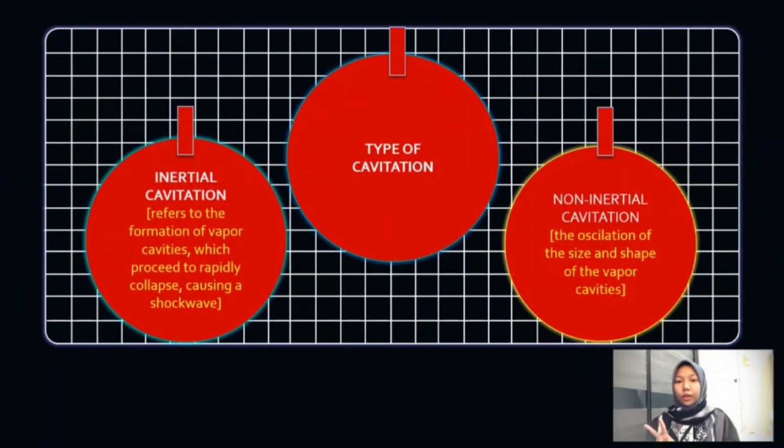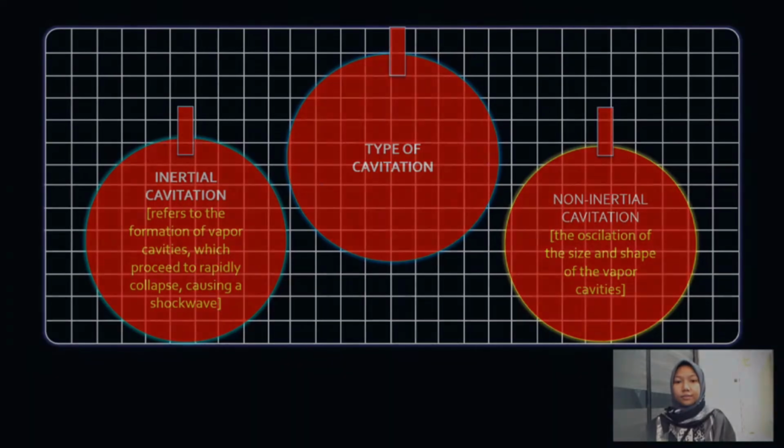There are two types of cavitation. The first one is inertial cavitation. It refers to the formation of vapor cavities, which proceed to rapidly collapse and cause a shock wave. The second one is non-inertial cavitation. It is the oscillation of the size and shape of the vapor cavities.